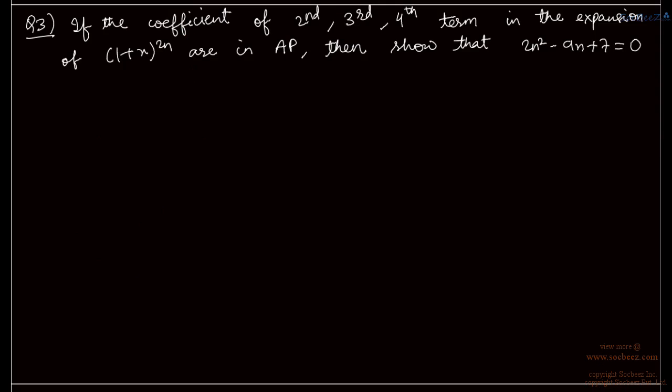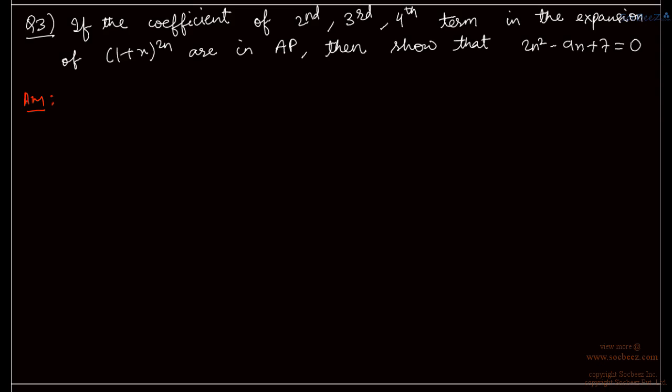Third question: if the coefficients of the second, third, and fourth terms in the expansion of (1 + x)^(2n) are in AP, then show that 2n² − 9n + 7 = 0. Okay. Now, note that in these kinds of questions, you have to be specific about how you write the binomial expansion.